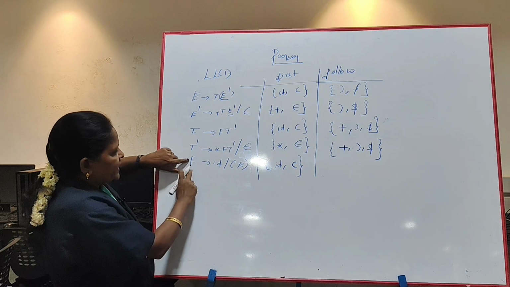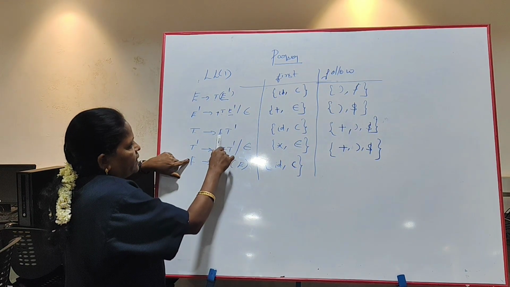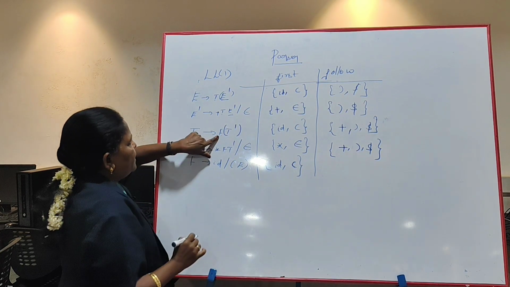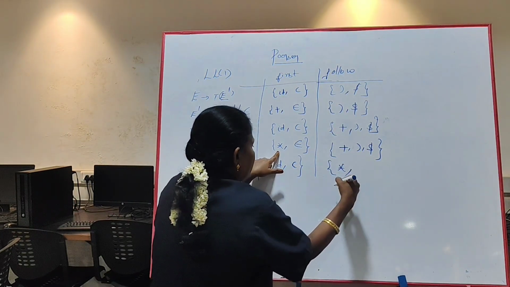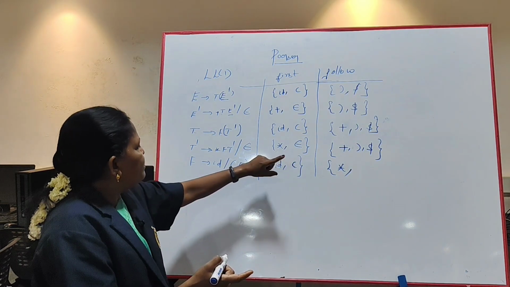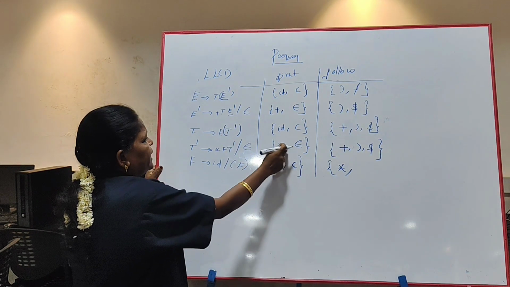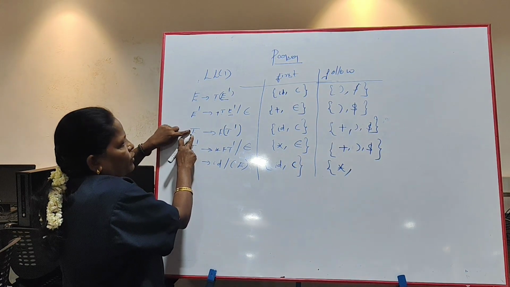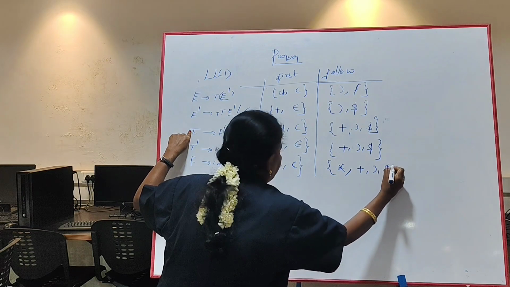Then what? Follow of F. Follow of F will be what? F does not appear here. Follow of F equal to we have T dash. For that you should take what? First of T dash. First of T dash equal to what? We have star. So you should write star here. Then we have epsilon. Epsilon never appears for follow. So in place of T dash, we can substitute epsilon here, then follow of F equal to nothing will be here. Then you should take follow of T. Follow of T is nothing but here: plus, comma, closing bracket, comma, dollar. Okay.